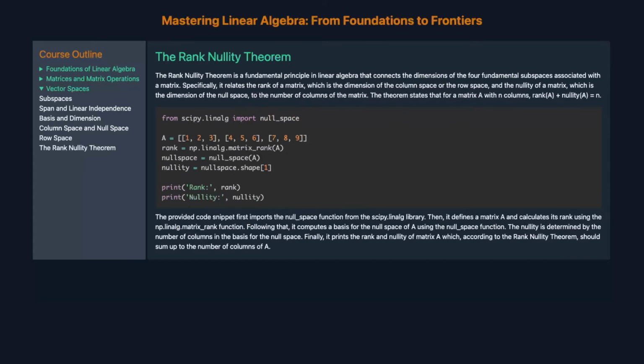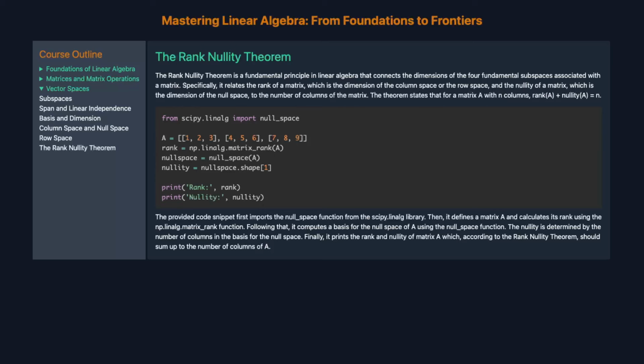The Rank-Nullity Theorem. The Rank-Nullity Theorem is a fundamental principle in linear algebra that connects the dimensions of the 4 fundamental subspaces associated with a matrix. Specifically, it relates the rank of a matrix, which is the dimension of the column space or the row space, and the nullity of a matrix, which is the dimension of the null space, to the number of columns of the matrix. The theorem states that for a matrix A with n columns, rank A plus nullity A equals n.